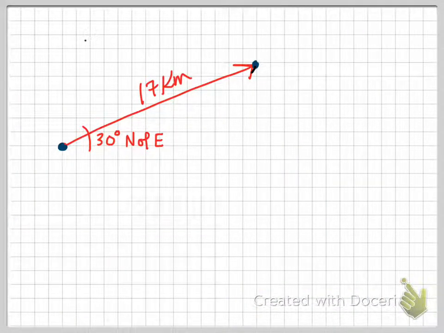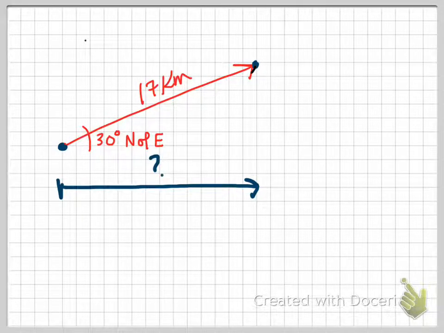Let's say that one day you hop in your car and you drive for 17 kilometers in a straight line at exactly 30 degrees north of east. And then someone says to you, "Hey, you, how far east are you?" Well, this is a simple resolving vectors kind of problem. Because if we look at the vector of your displacement, how far east you are is nothing more than your x-axis displacement.